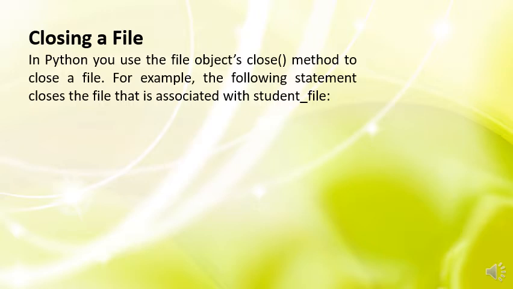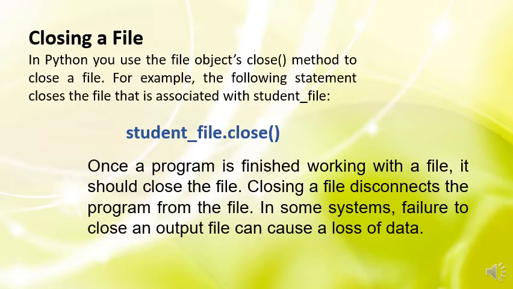Closing a file. In Python, you use the file object's close method to close a file. For example, the following statement closes the file that is associated with student_file. Once a program is finished working with a file, it should close the file. Closing a file disconnects the program from the file. In some systems, failure to close an output file can cause a loss of data.